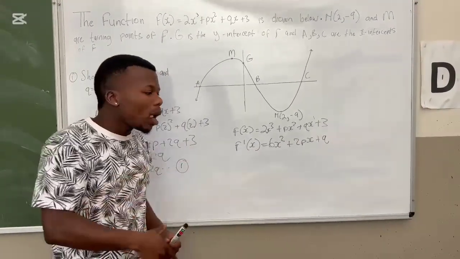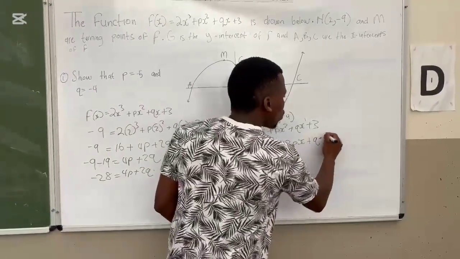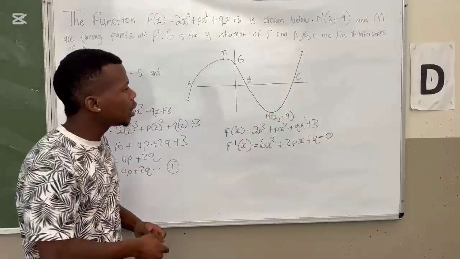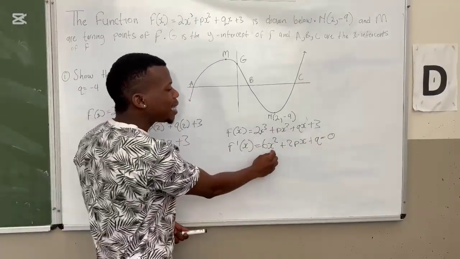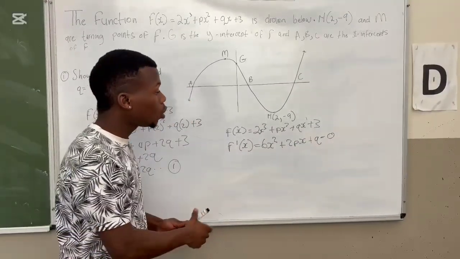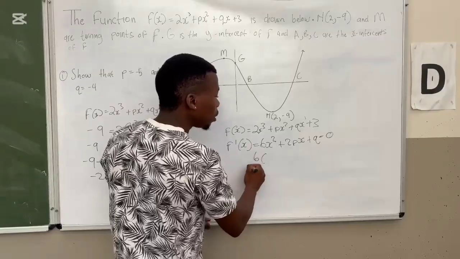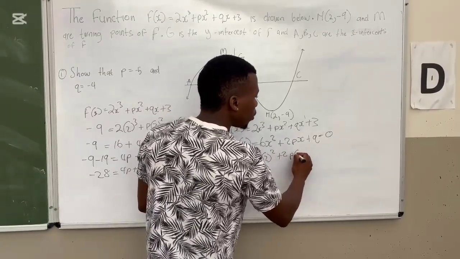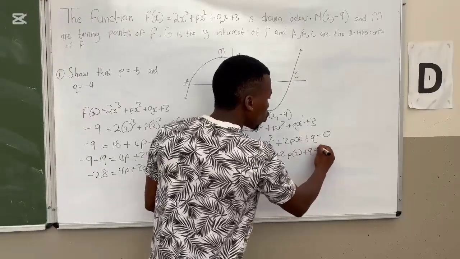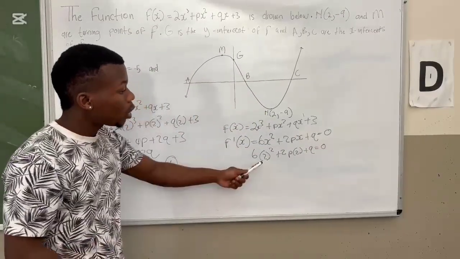But remember, I'm going to equate this to 0, because when we were finding this 2, we equated it to 0. Meaning that where I see x, I must substitute 2. This is going to be 6 multiplied by 2 squared plus 2p multiplied by 2 plus q is equal to 0. What is 2 squared?